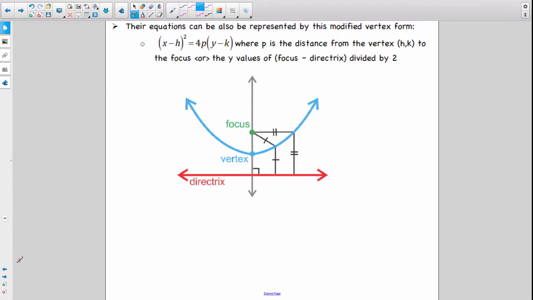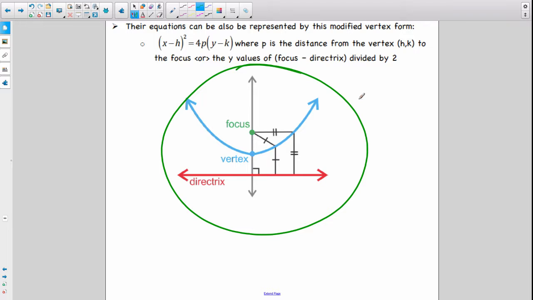That was what I was trying to draw. I stole this from the internet. It's much better looking, I think, than what I did, but it's the same idea. These are the components, and I need you to get very comfortable with those, okay?